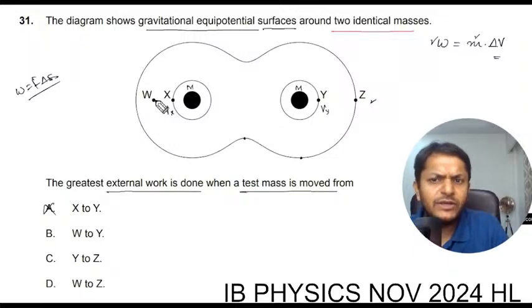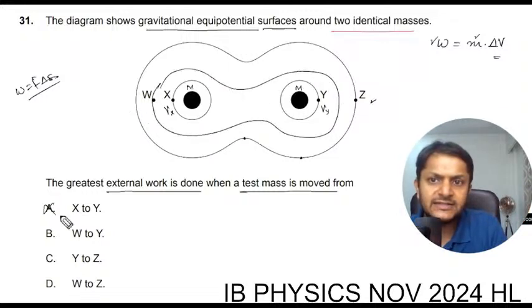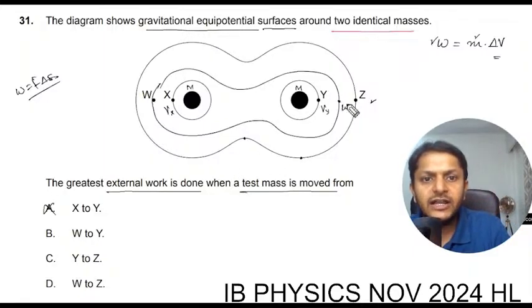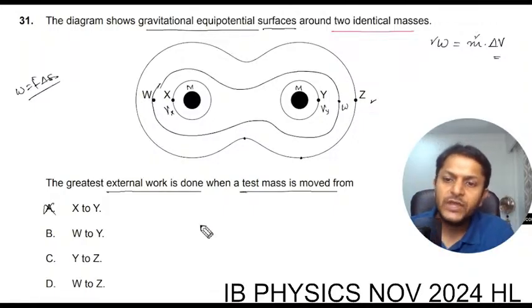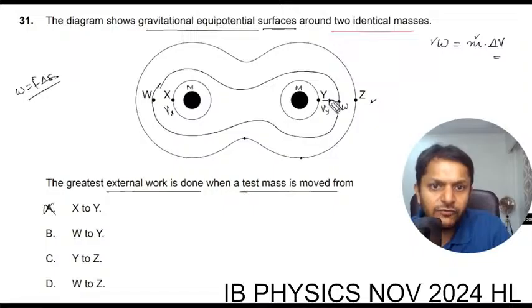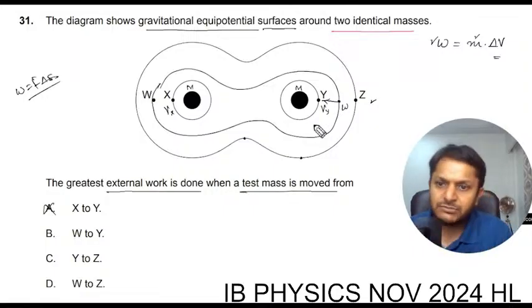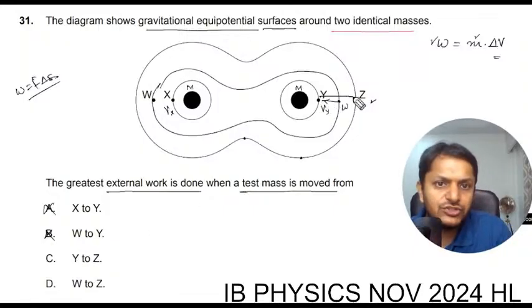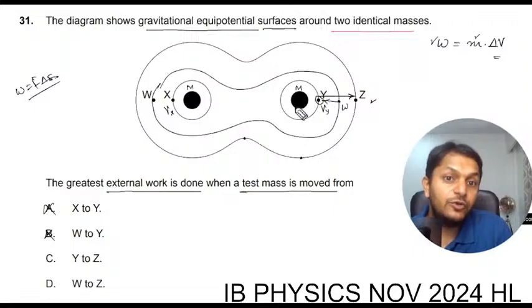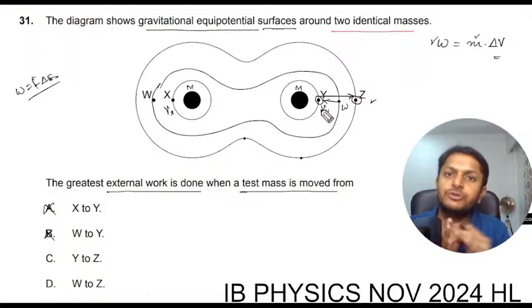W to Y: now W is some point in between. If I create an equipotential surface for W, it might look somewhat like this. So I can say that W is here. Clearly the potential of W is lesser than Z and more than Y. So W to Y is not the maximum, so B is also wrong. Now if it is going from Y to Z, that could be the answer, because Y would have the minimum potential and Z will have the maximum potential because it is farther away.